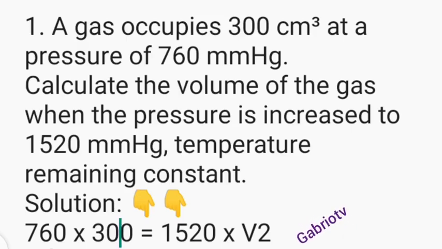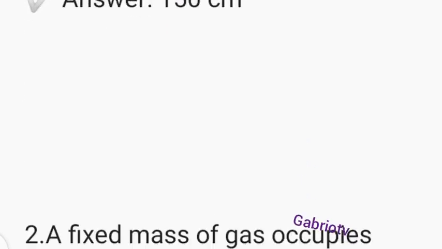So I'll do the breakdown of that. Just simple mathematics. I'll do the breakdown in the comment section so that you understand. And the answer there is 150. You can even try it by yourself. Make V2 the subject of the formula here. You have 760 times 300 over 1520. So that is it.